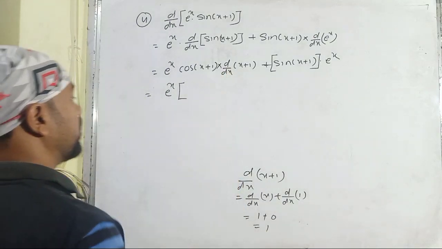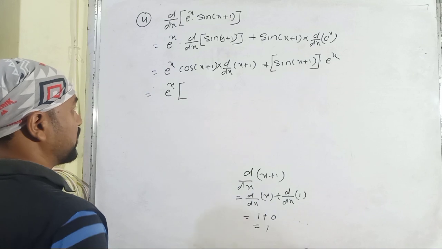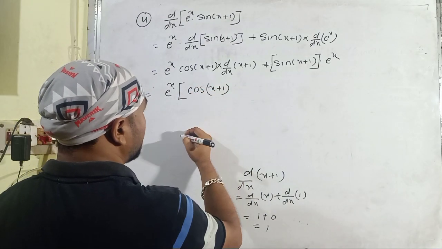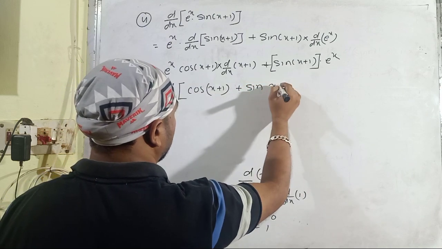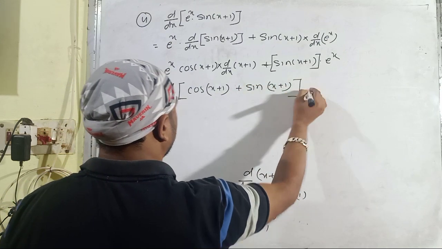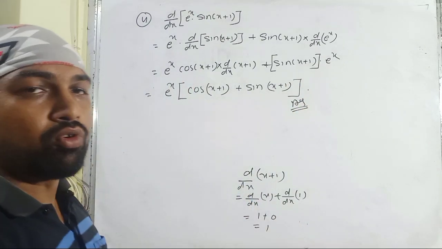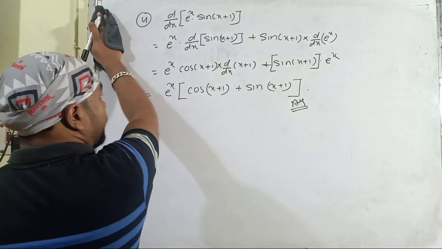So no need to write 1 here, because 1 multiplied to any expression gives the same result, so it will be cos x plus 1, plus here it is sin x plus 1, and here is the answer for problem number 4. Then let us go through problem number 5 and onwards.